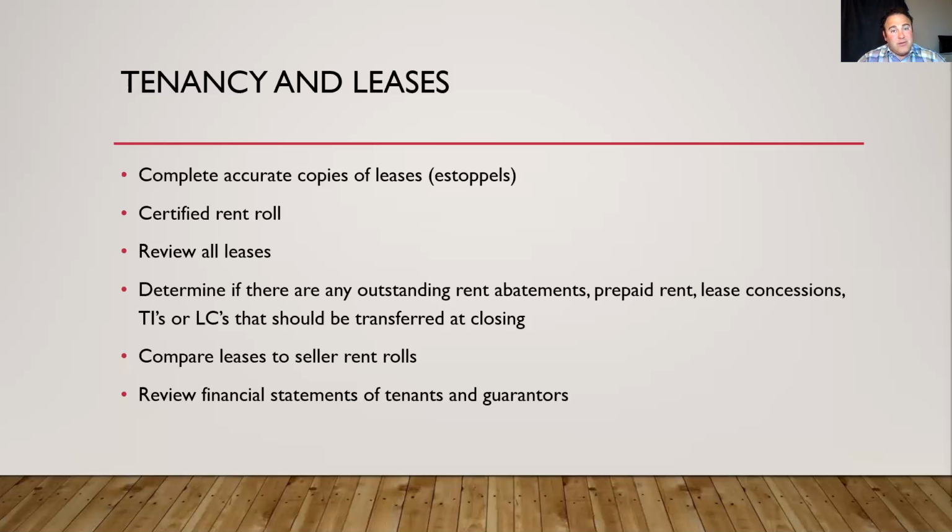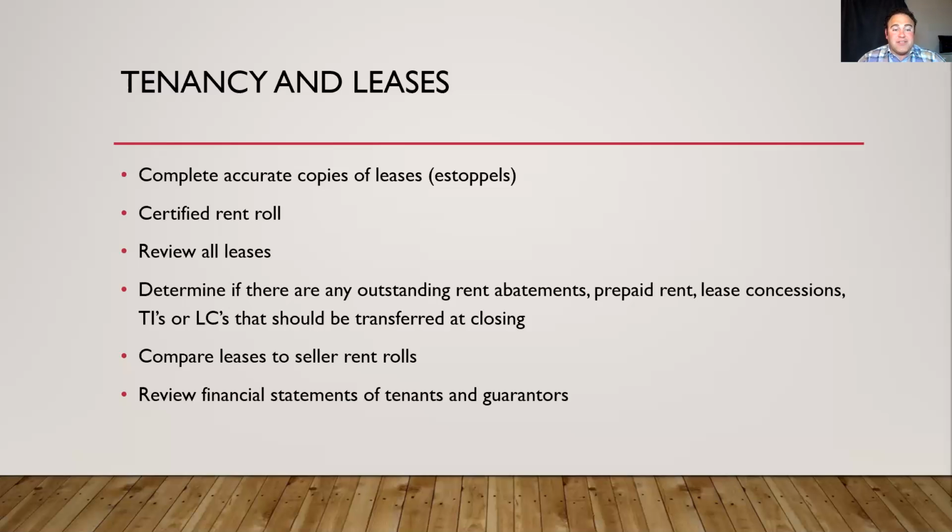Comparing the leases to the rent roll, right? They provided the rent roll. We have all the leases. It's a double check. We want to make sure and do a good lease audit. Go through all the leases, go through the rent roll, and ensure that the leases match the rent roll.